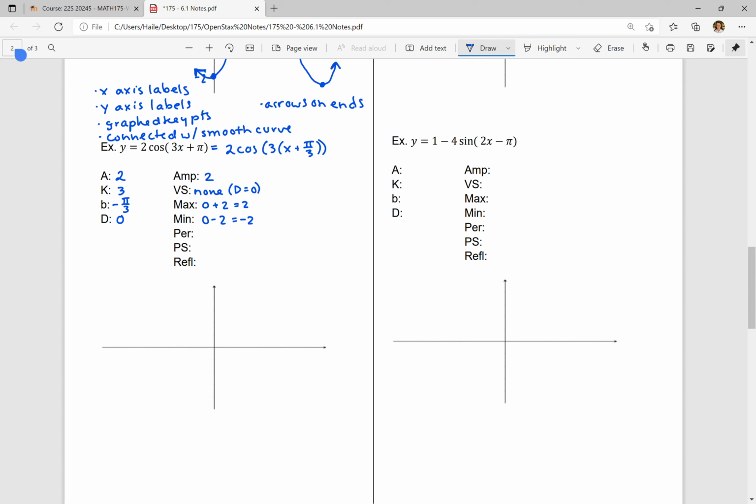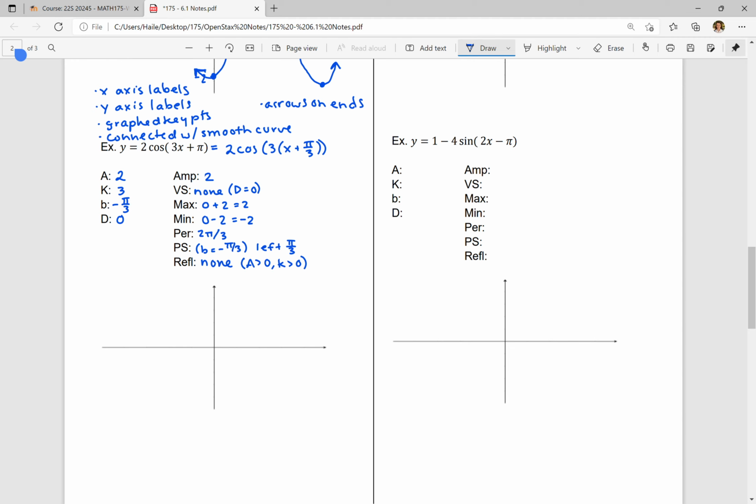And then the period, we're going to take 2 pi and divide by k, which is 3. So our period is just 2 pi over 3. The phase shift we get from b. So b equals negative pi over 3 tells us that we're going to go left pi over 3. And then finally, we ask ourselves if we have any reflections, which k is positive as well as a, so there are no reflections on this graph. So as a note, I'll just say a is greater than 0 and k is greater than 0. Okay, so that's all of the information about our function.